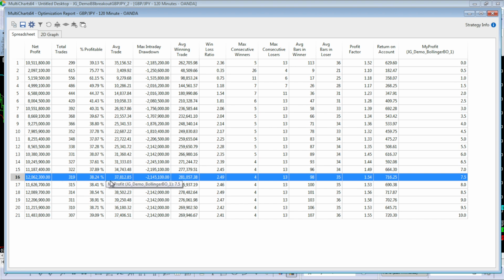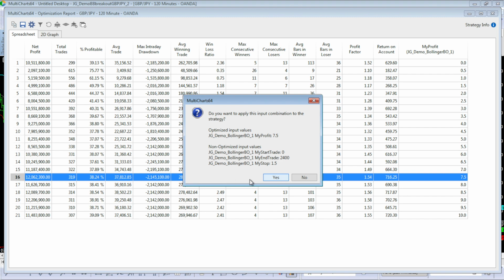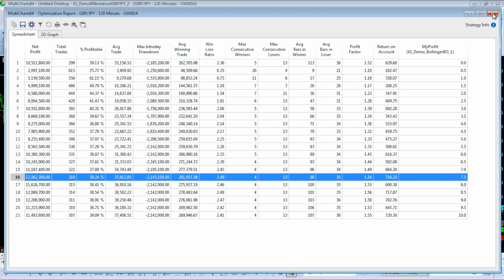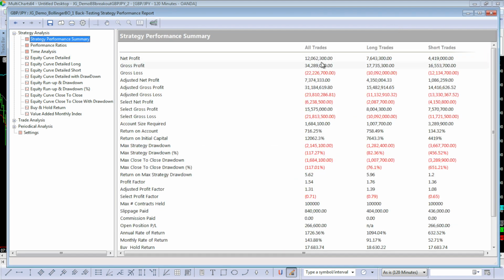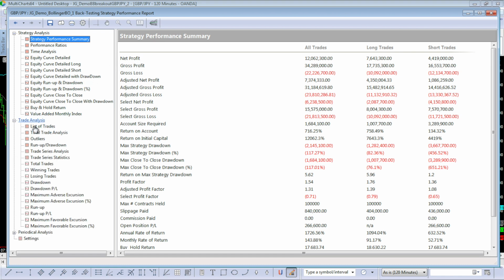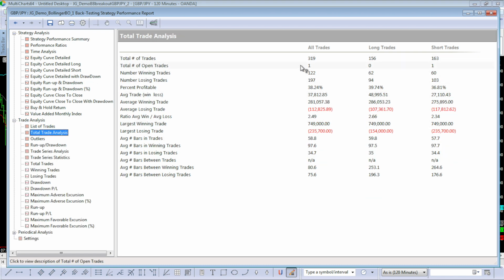I've decided to use 750 just because it's in a stable area, and 750 gives us a theoretical 5-to-1 reward to risk ratio. Remember, we've got a 150 pip stop loss and we're using a 750 pip profit target. So let's select that. The equity curve doesn't look too much different. We know we're making 12 million now. We're going to have a few more trades because some of the trades are going to be closed out earlier for a profit. Although that profit target will rarely be hit because we're still running the stop and reverse.